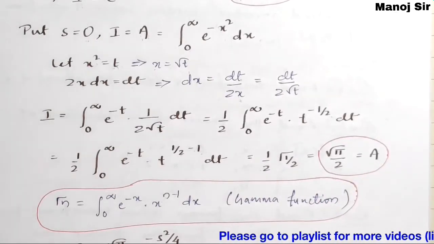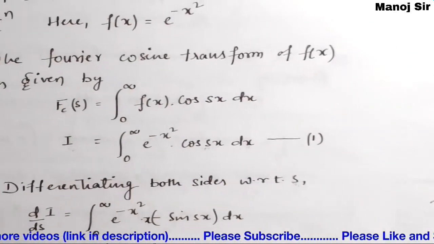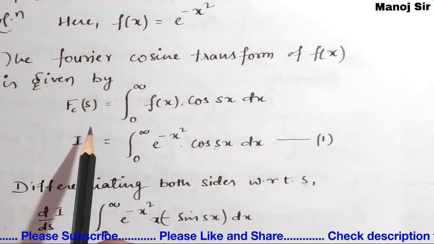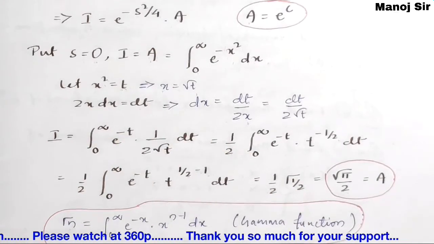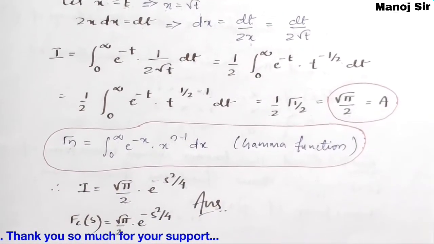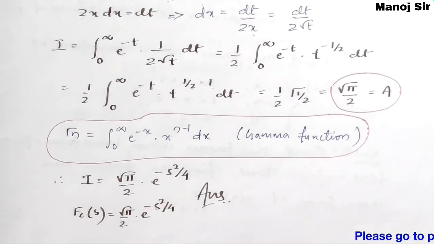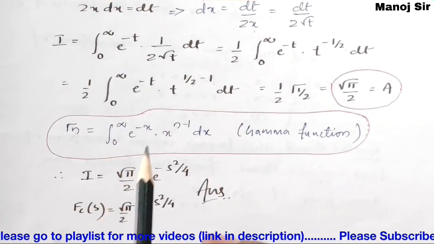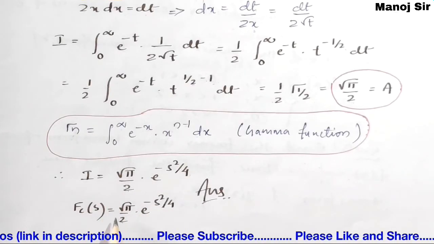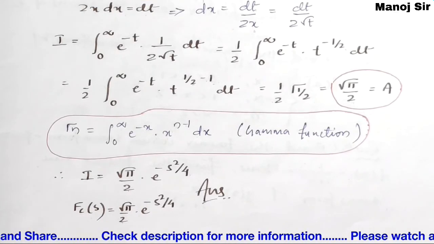So after finding the value of a, we'll put the value of a here. Here, I is the Fourier cosine transform. We have taken this I. So finally we have achieved our answer. If you put the value of a here, you will find that I is equal to root pi upon 2 into e to power minus s square upon 4. And this I is equal to the Fourier cosine transform, that is FC of s. So the Fourier cosine transform is equal to root pi upon 2 into e to power minus s square upon 4, and this is the final answer. Okay, thank you so much.